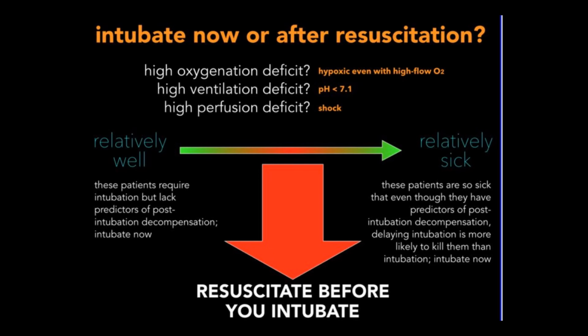So how do you make the difference between RSI and DSI? We have a bell-shaped curve, and you've got to answer 3 questions. Does the patient have a high oxygen deficit? Does the patient have a high ventilation deficit? And does the patient have a perfusion deficit? So is the patient hypoxemic? Is the patient hypercarbic and acidotic? And is the patient in shock?